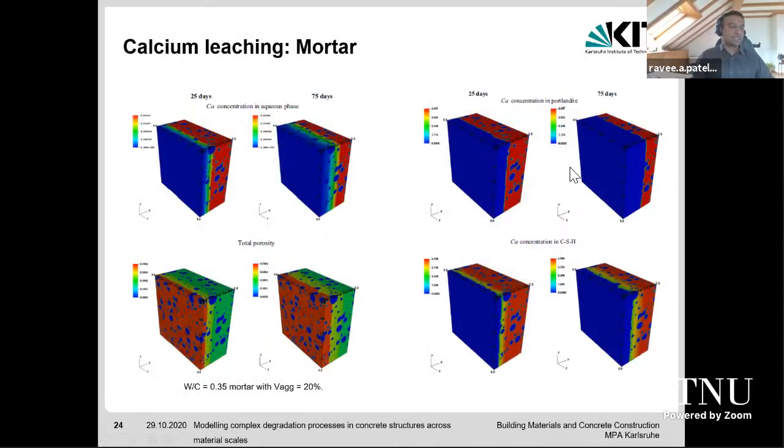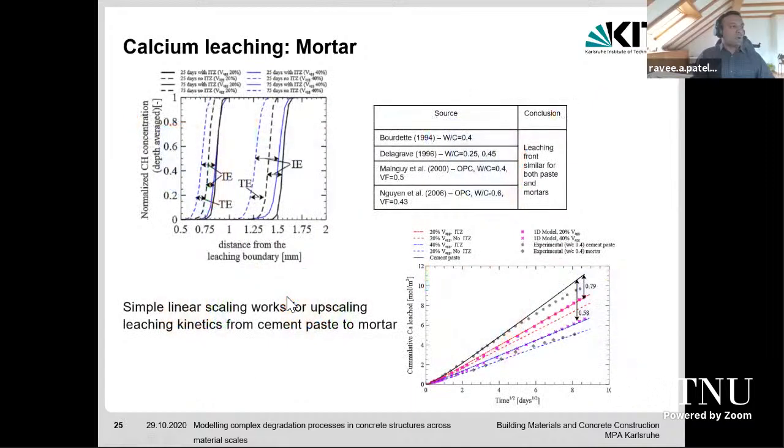Here are the simulation snapshots. You can see we can capture calcium concentrations, Portlandite evolution, CSH evolution, total porosity evolution. What was interesting in the simulation was we were able to establish that at the mortar scale, the leaching front progresses at the same rate as at the cement paste scale. This was something which previous researchers have speculated from experiments, but it was never proven fundamentally.